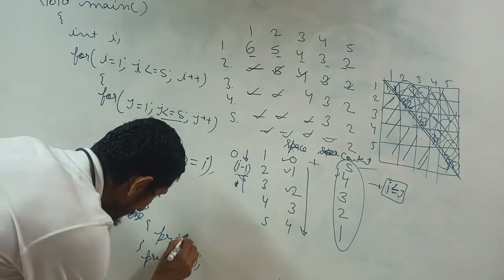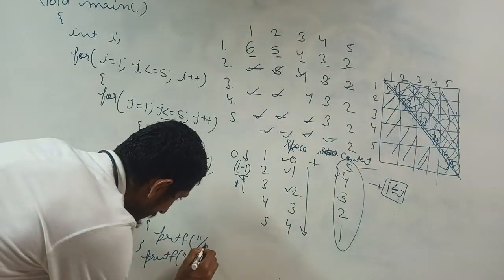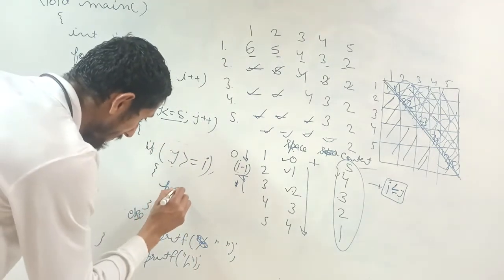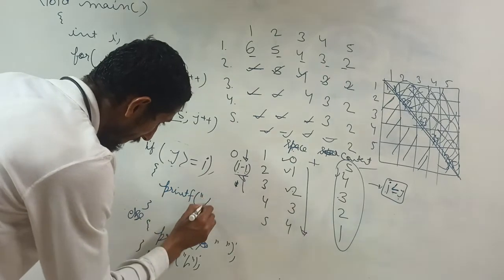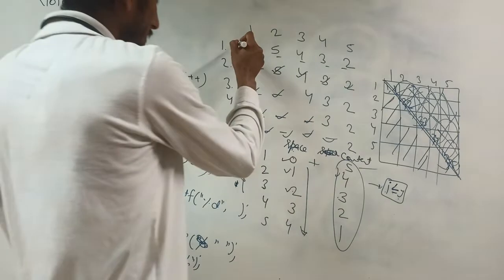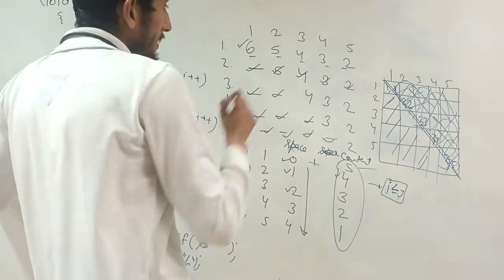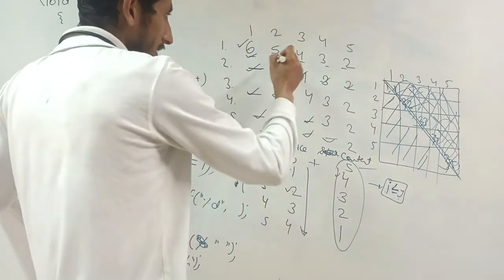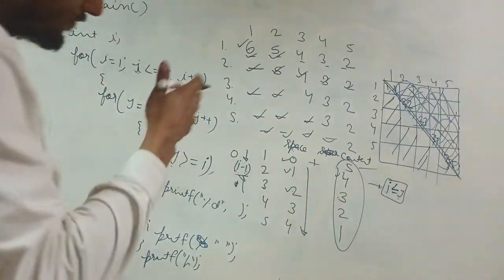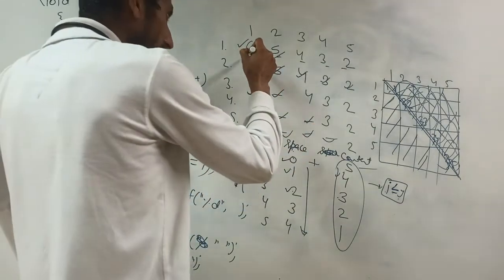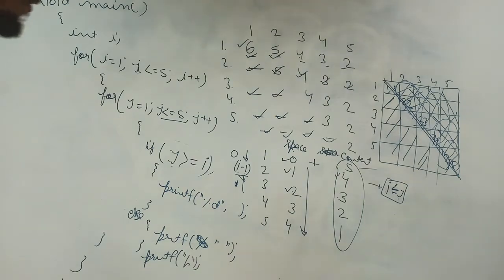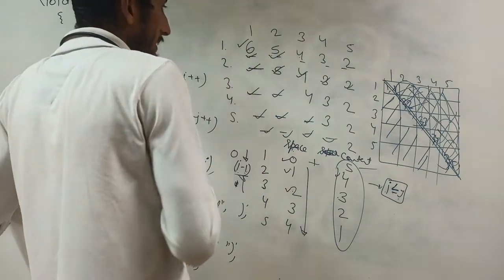printf, space, and here you want to print something, but we have to print 6. And here what is the value of j? The value of j is 1. Here what is the value of j? The value of j is 2. So as the value of j is increasing, the printing content is decreasing. Are you following this one? Where the value of j is increasing, the printing content is decreasing.